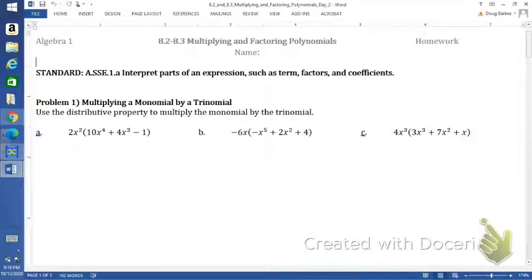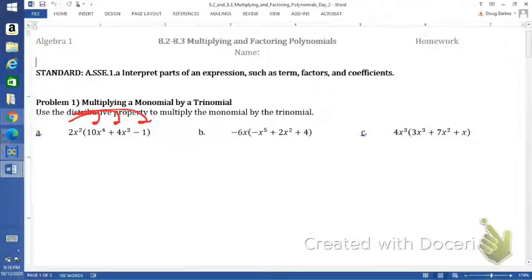So remember, a monomial is a polynomial that's one term. So the 2x squared is your monomial. And then your trinomial is a polynomial with 3 terms. So this right here is your trinomial. What we need to remember is to distribute the 2x squared to all 3 terms.